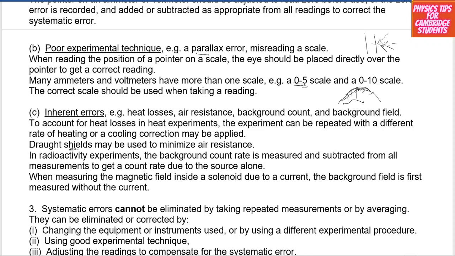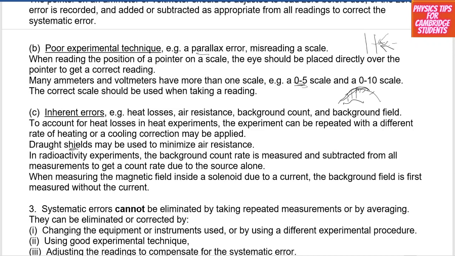In radioactivity experiments, the background count is measured and subtracted from all measurements to get a count rate due to the source alone. When measuring the magnetic field inside the solenoid due to a current, the background field is first measured without the current, and then you always subtract it.